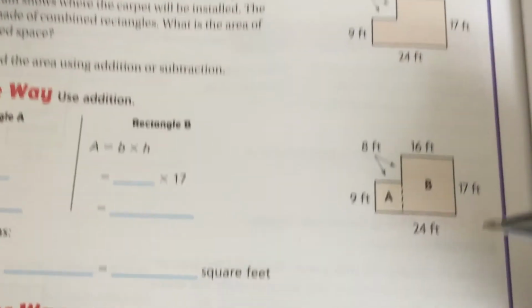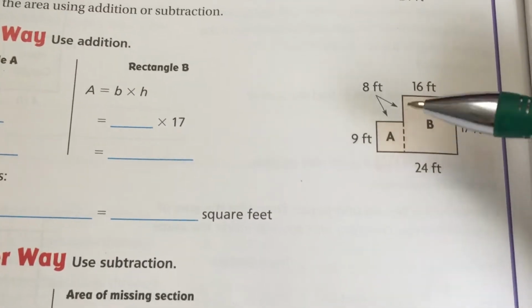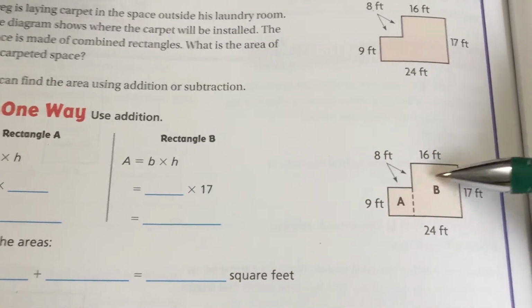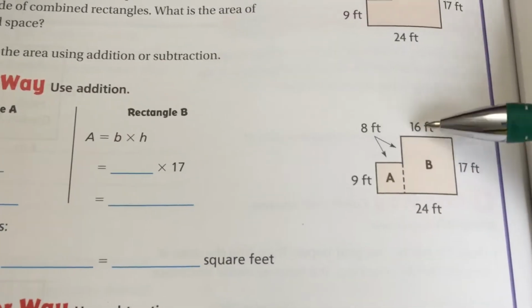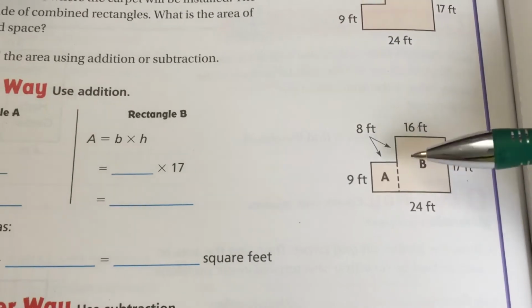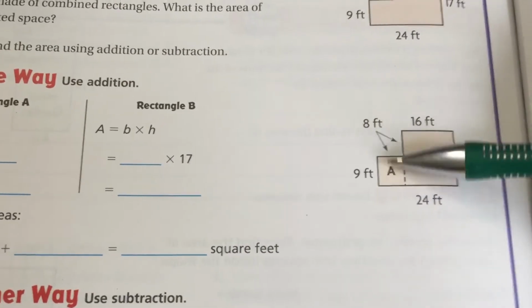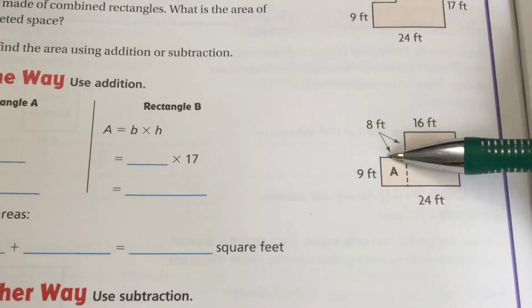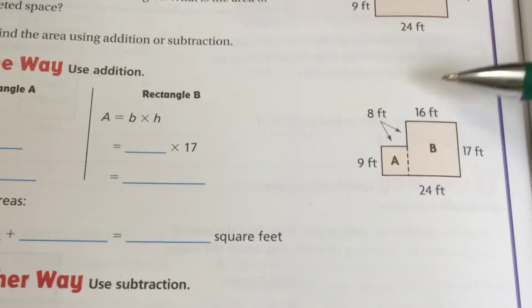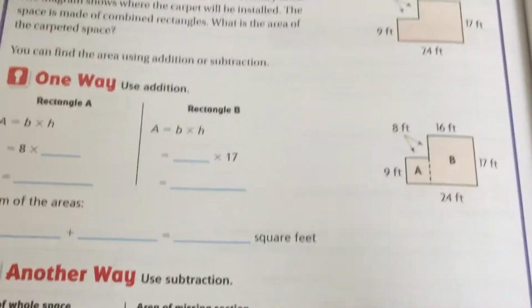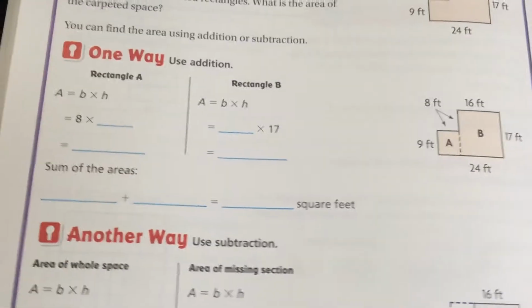So the way they did it on this one is they divided it up into this little square and this bigger, almost square but still a rectangle, because it's 16 by 17. If you find the area of the square, or I guess that's a rectangle too, because it's 8 and 9, so it's just barely bigger than a square. Find the area of each one and then combine them back together. That will give you your total area.